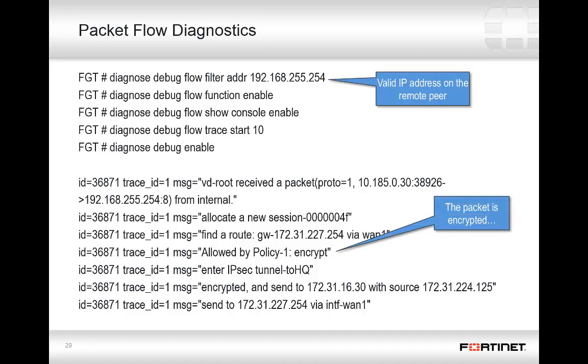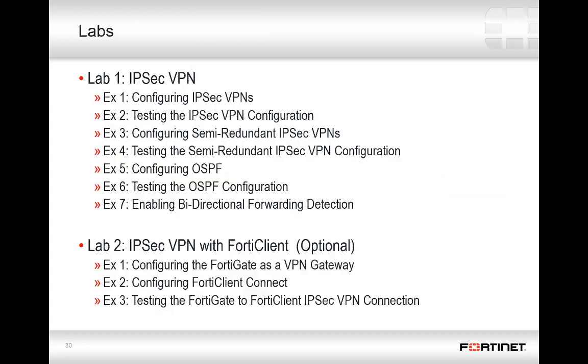This line indicates that the packet was encrypted. The other line indicates that the encrypted packet was sent to the tunnel with the name HQ. If there is a problem either encrypting or routing the packet, the output of this command will show the problem.